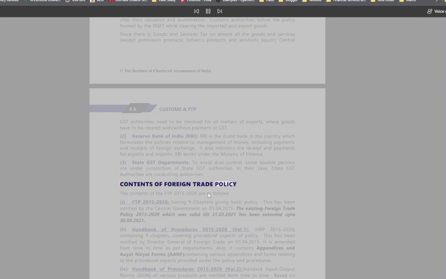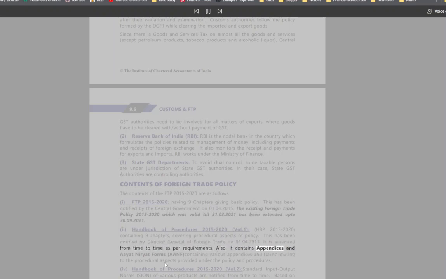Contents of Foreign Trade Policy. The contents of the FTP 2015 to 2020 are as follows. 1. FTP 2015 to 2020, having 9 chapters giving basic policy. This has been notified by the central government on January 4, 2015. The existing Foreign Trade Policy 2015 to 2020, which was valid till March 31, 2021, has been extended up to September 30, 2021. 2. Handbook of Procedures 2015 to 2020, Volume 1, HBP 2015 to 2020, containing 9 chapters, covering procedural aspects of policy. This has been notified by the Director General of Foreign Trade on January 4, 2015. It is amended from time to time as per requirements.